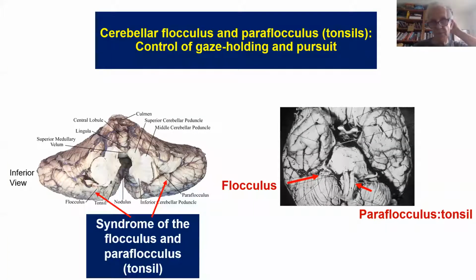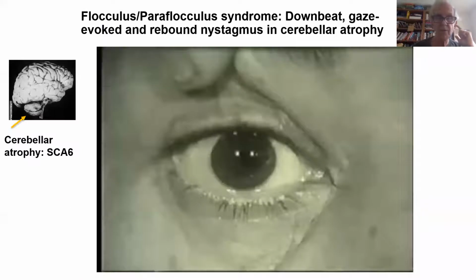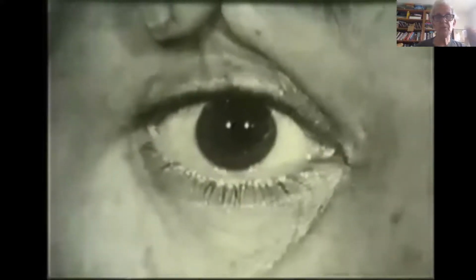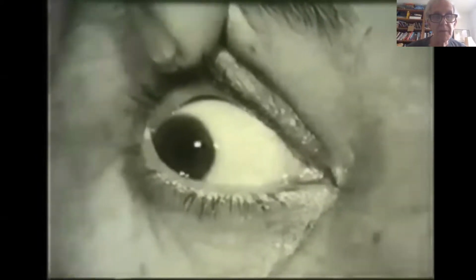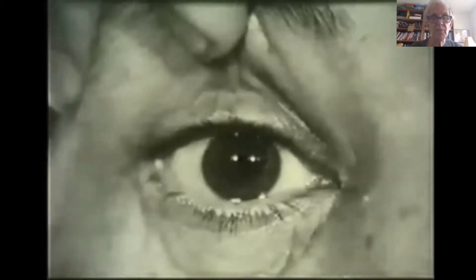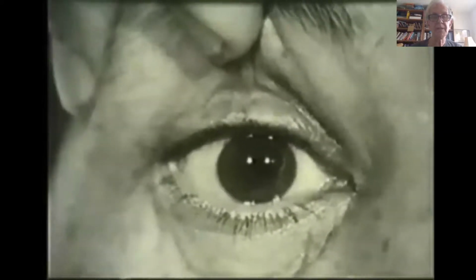Okay, so just a little more about the cerebellum. I mentioned to you the flocculus and paraflocculus being important for pursuit and gaze holding and some other things. So let's just see a case. Patient with a cerebellar degeneration. There's some gaze evoked nystagmus with a little downbeat component. The gaze nystagmus gets less, and when she comes back to straight ahead, there's a rebound nystagmus.